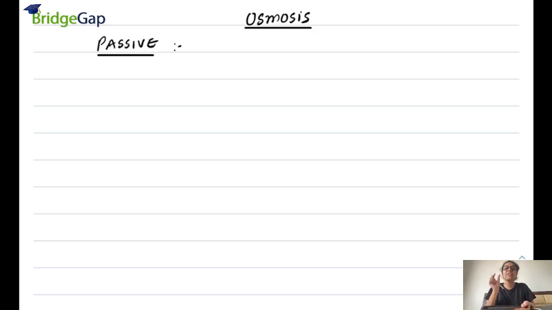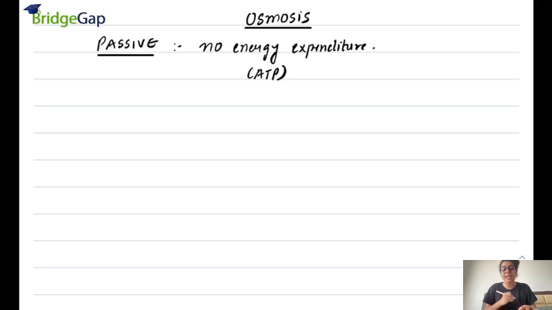What is the meaning of passive? Passive means no energy expenditure. Where there is no need of energy, there is no need of money. What is the money of the body? What is the currency of our body? ATP, adenosine triphosphate, the currency of our cell. Where this is not required, we call that process a passive process. And one type of passive process is osmosis.